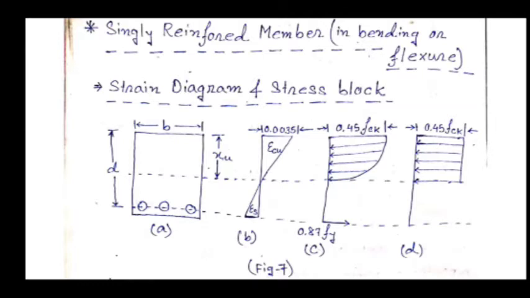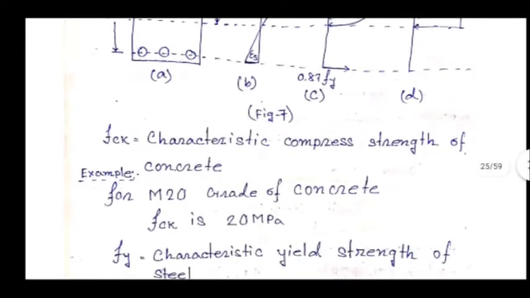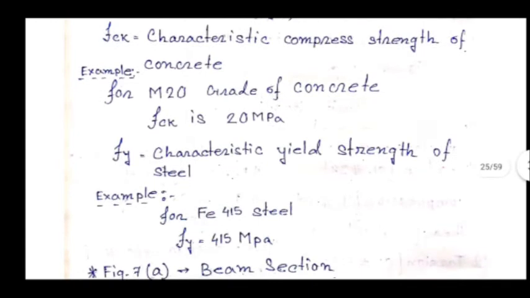But before going to clause number 38, I want to explain what is fck and what is fy. fck is the characteristic compressive strength of concrete. For example, for M20 grade of concrete, fck is 20 MPa, and fy is the characteristic yield strength of steel. For example, for Fe 415 steel, fy is 415 MPa. Now let's check clause number 38.